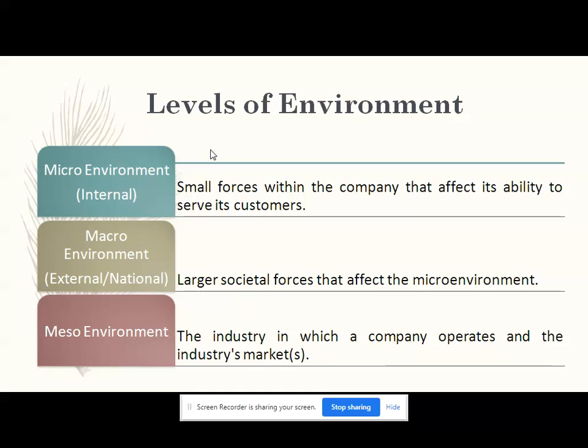Now, what is meso environment? The industry in which a company operates and the industry's markets is also called the meso environment. Suppose you take the example of Airtel. Airtel is in the telecommunication sector. So Airtel is in the environment of the telecommunication sector, that is, the industry in which the company operates, and the industry market, that is the telecom market.